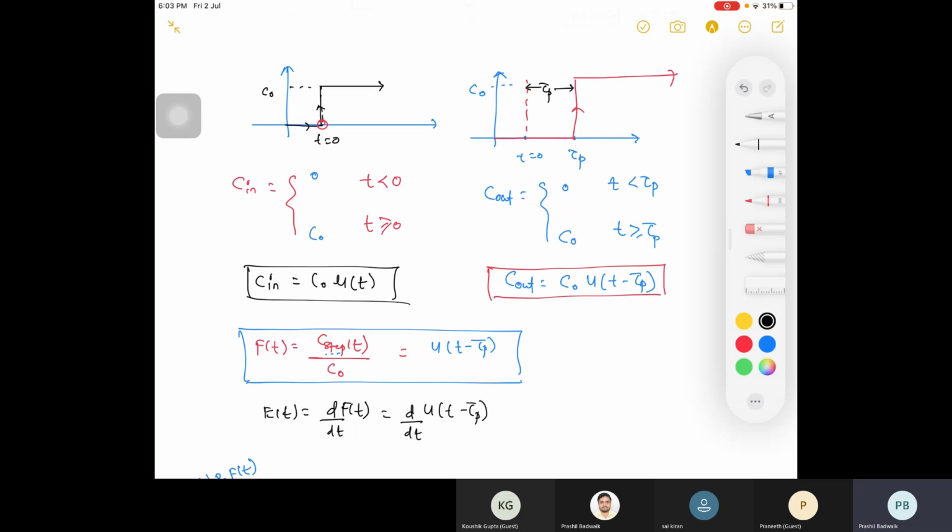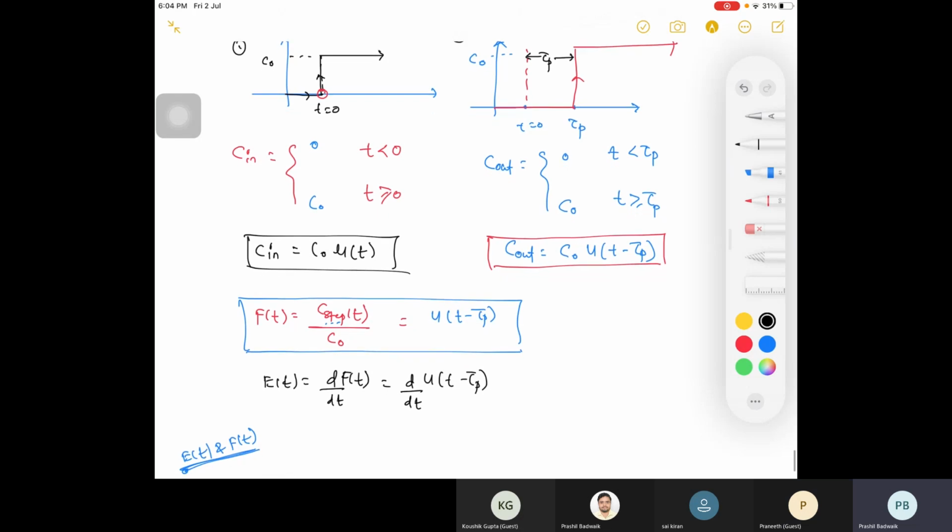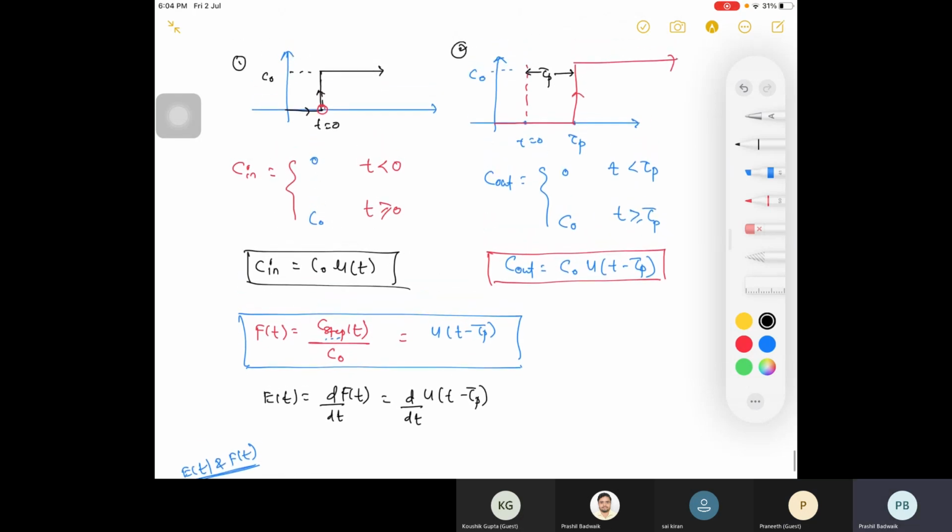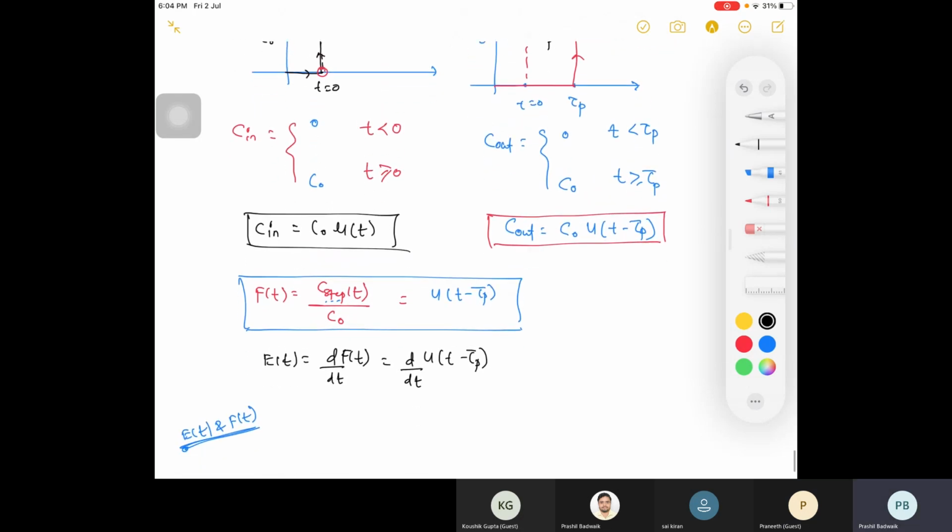Out of these two? So the output one. Output one is your C curve. Don't confuse your C curve; that is always your concentration at the exit. So you know what your C curve is, and based on that, you can calculate your E curve.